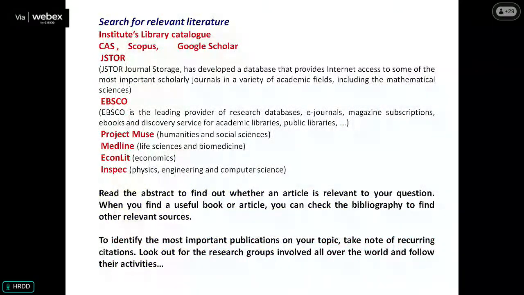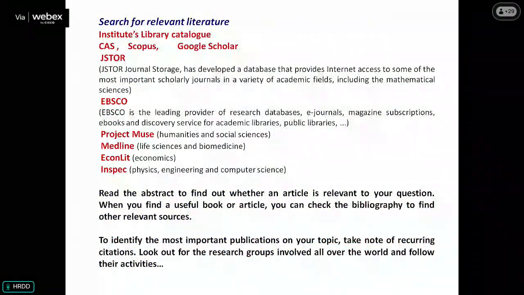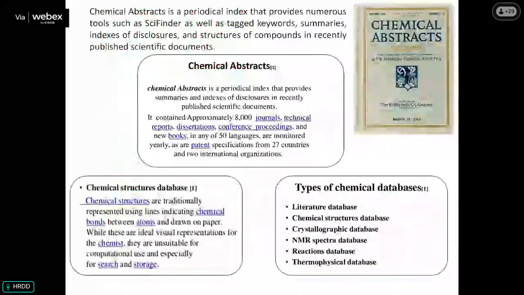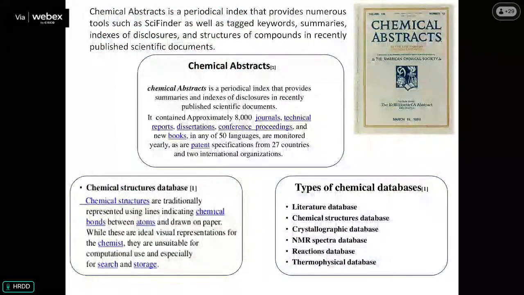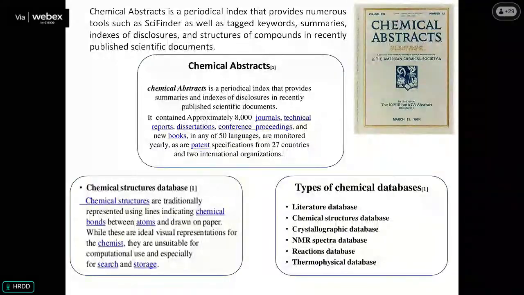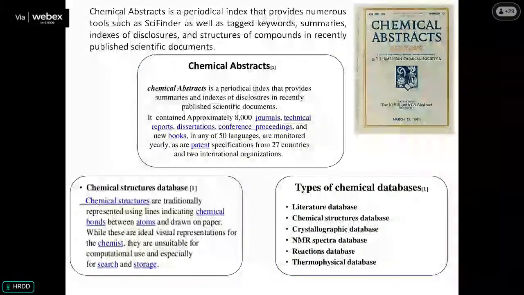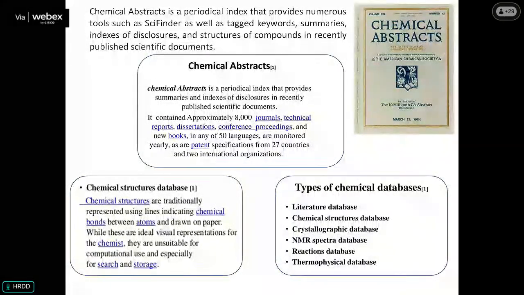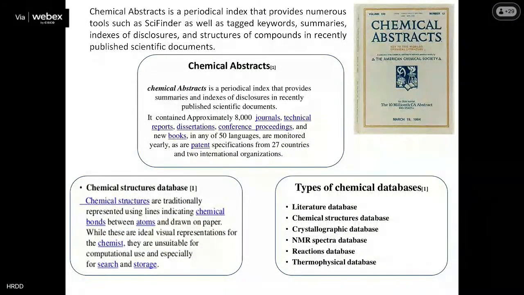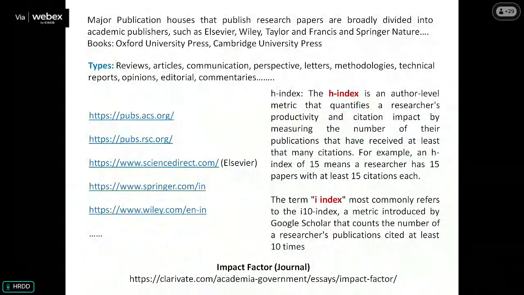Search the relevant literature, and all these things they are for written. Chemical Abstracts, a periodical index that provides numerous tools such as SciFinder as well as tag keywords. Chemical structured database, those who are doing organic chemistry, na, many people are telling organic chemistry, so they have to refer to chemical structured database, Chemical Abstracts. So these are all for chemistry I have mentioned. So, what you will do, this is outside the book.